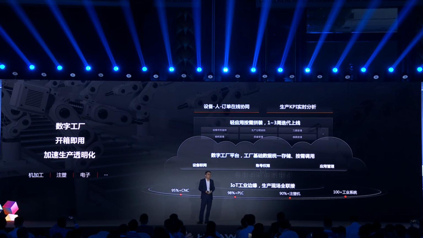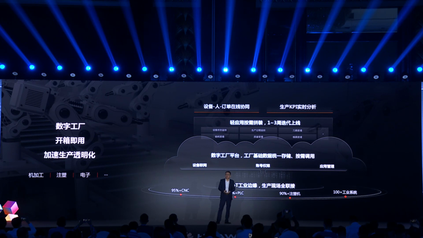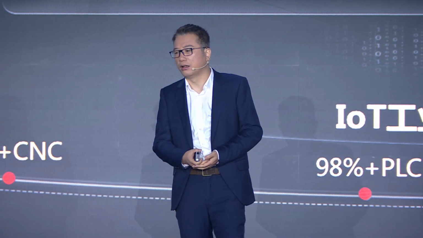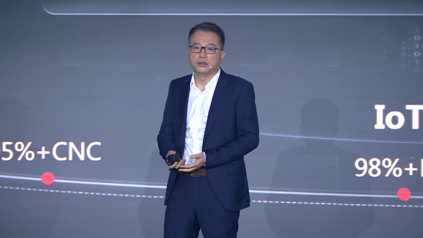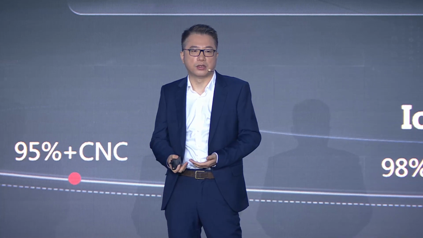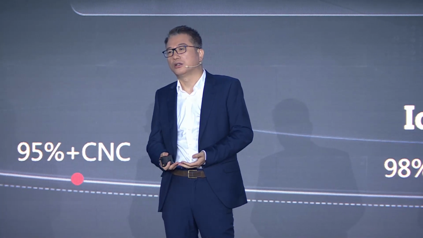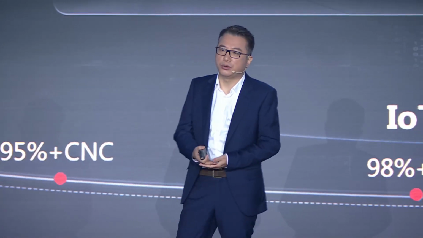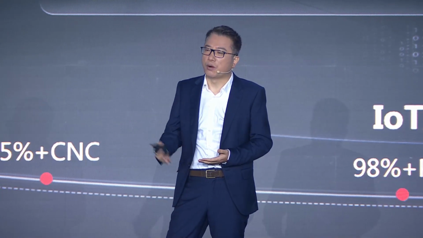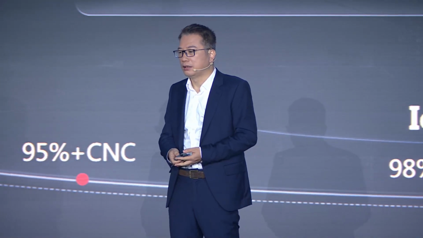So next, let's look at the digital factory solution. Different from the industrial IoT platform, the digital factory solution provides out-of-the-box usability for transparent production for discrete processing modes such as machining, injection molding, and electronics. First, industrial edge links equipment, people, and materials. Second, the digital factory platform implements unified storage of basic factory data.